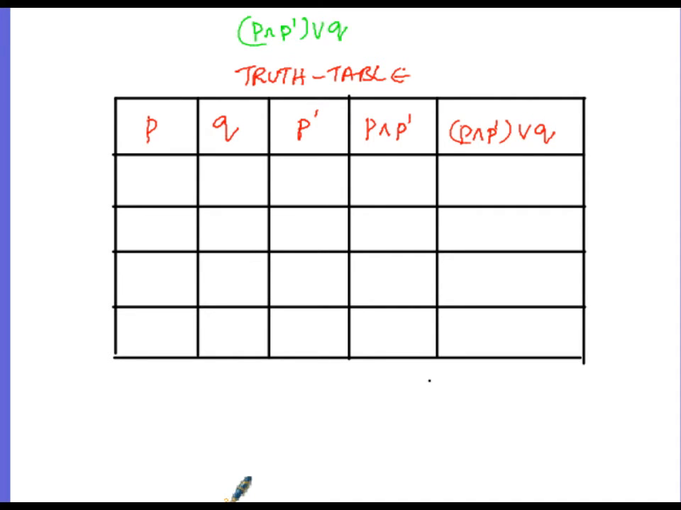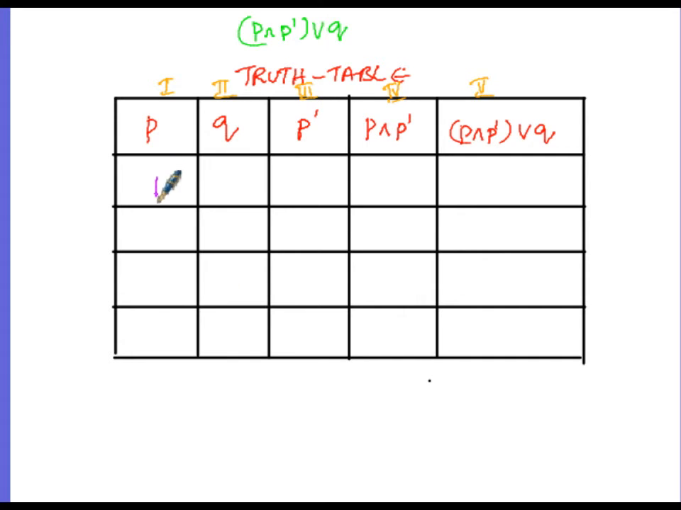So these are the 5 columns in which we have arranged P, Q, P dash, P and P dash, and P and P dash or Q. When we assume a single statement, it is understood that a statement may be either true or false, but not both. But here we have assumed two statements, P and Q. Therefore, there will be 4 possibilities. The truth values of the two statements may be true or false. If the statement P is true, then we can assume the truth value of the second statement as false. Then when we assume the first statement's truth value as false, then we assume the truth value of Q as true.